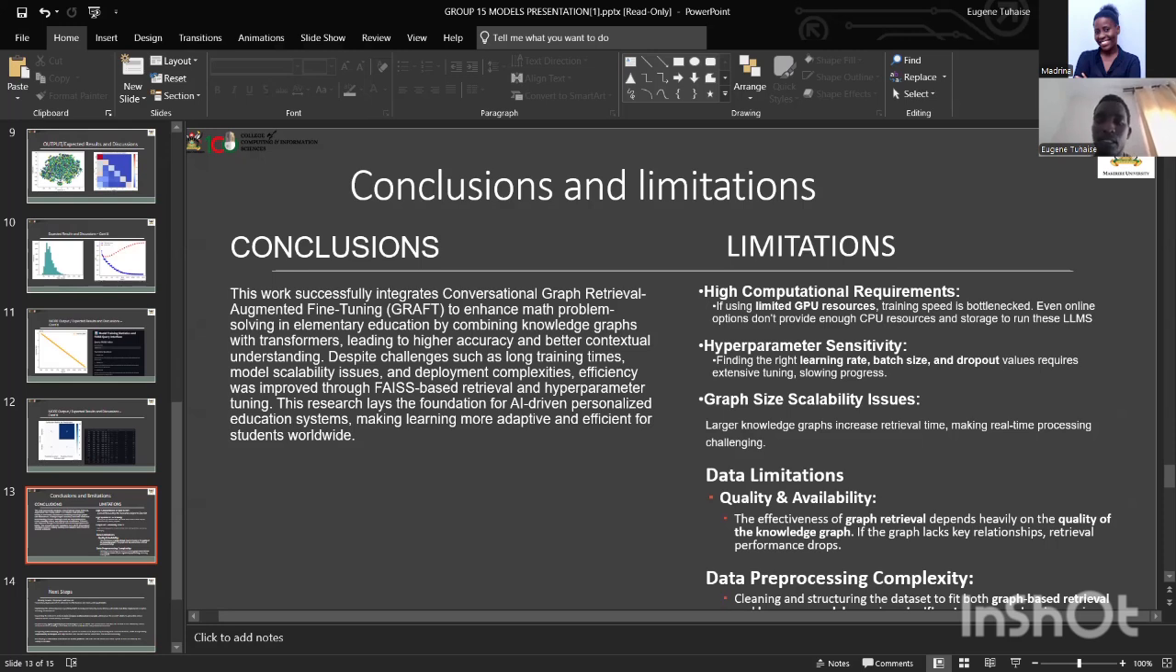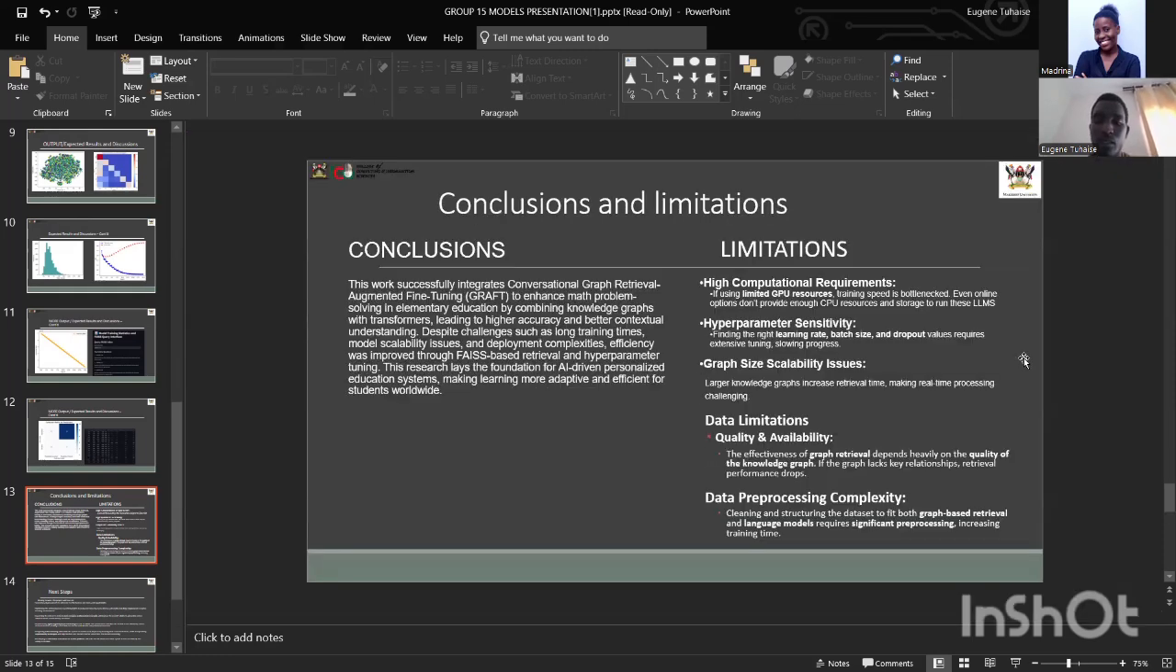Then hyperparameter sensitivity. So getting the correct learning rate, the batch size, even the dropout values, it needed a lot of fine tuning, and it was slowing our progress very much. So we find that we are running, but after 2 days of running the model, we find you're still getting the same values of no accuracy, no precision. Then graph size scalability issues. Larger knowledge graphs increase the retrieval time, making the real-time processing really challenging.